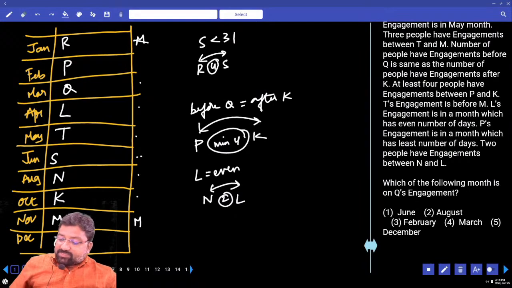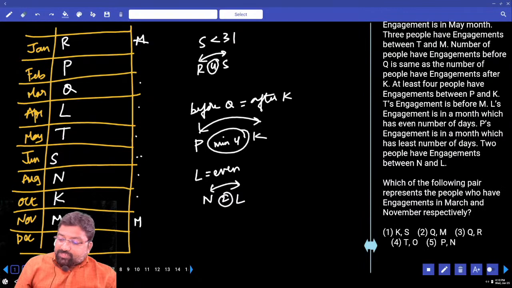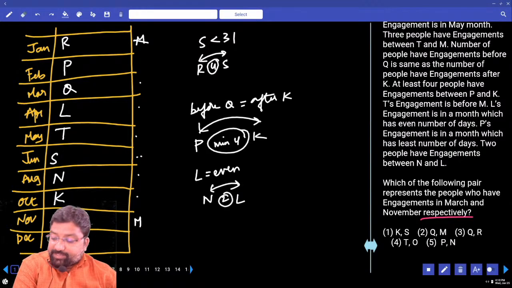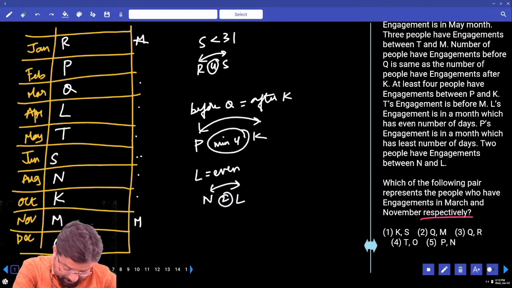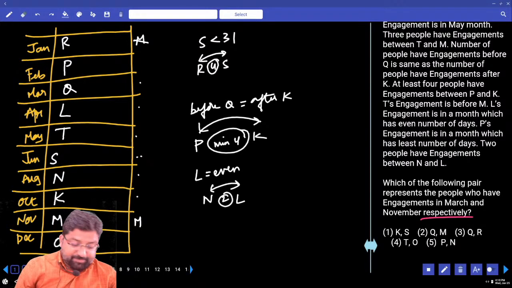Which of the following months is Q's engagement in? Q's engagement is in March. Which of the following pairs represents the people who have engagements in March and November respectively? Please underline the word respectively. You have to follow the order. First should be March and next should be November. Which is in March? Q. Which is in November? M. Q and M. Second option.